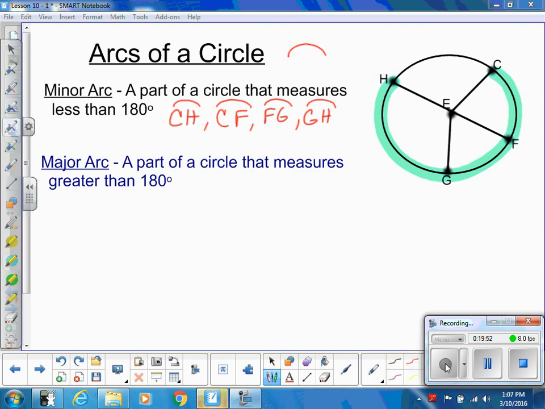However, would I call it arc CH? Because if I did, how do I know? Is it major arc CH or is it minor arc CH? I wouldn't have a definite answer. That's why with major arcs, you must use 3 letters to denote it. Minor arcs, you simply use 2 letters.